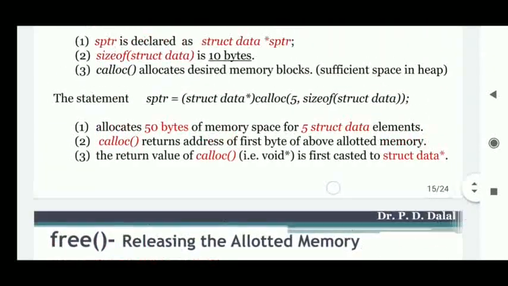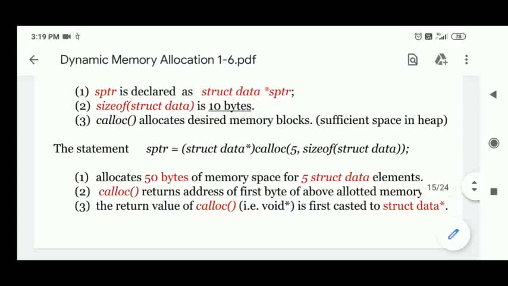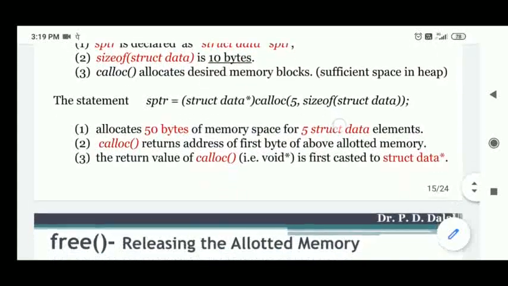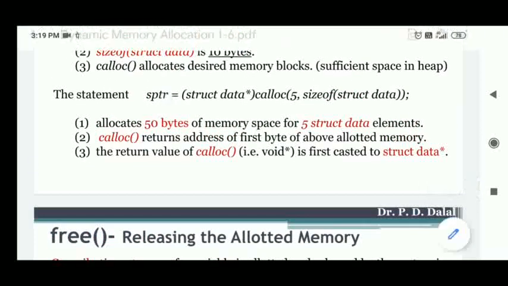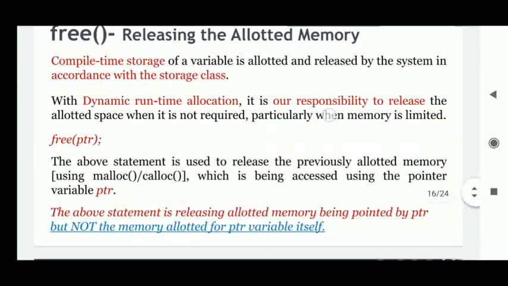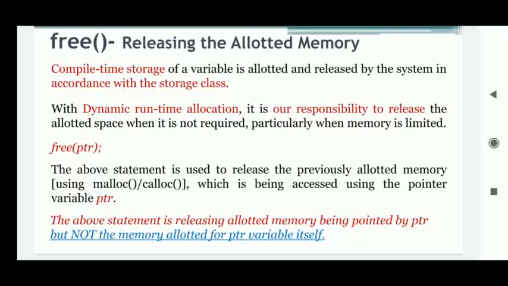So if we consider this case here, in our case sptr is equal to struct data pointer calloc 5 into size of struct data. Here the memory is allocated and it is stored by sptr. So sptr is referring to this memory block of a total of 50 bytes. If we want to release this memory, then we need to write free sptr. So if your variable name is sptr, we will write free in brackets sptr.